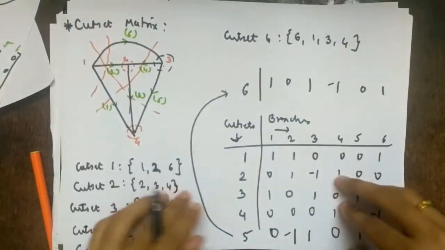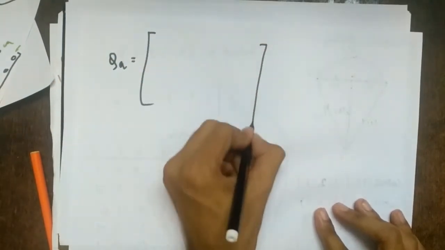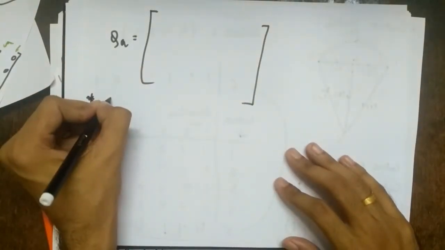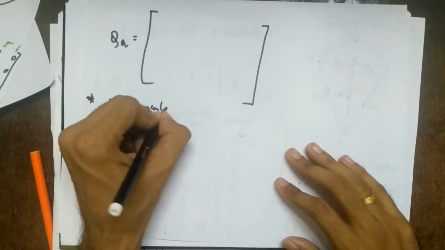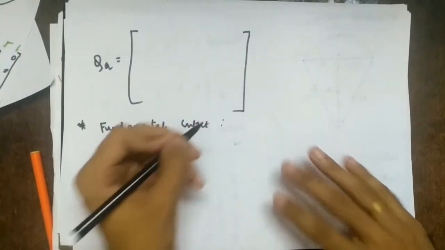So then what will be our matrix? This will be our matrix. So it is denoted by what? It is denoted by QA. So that you can write. So this is what my cut set matrix, right? So then we have fundamental cut set matrix. Okay.